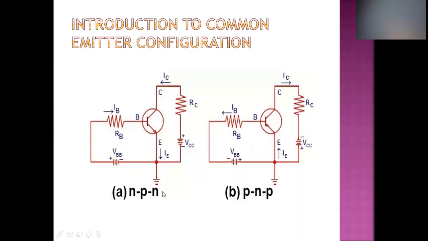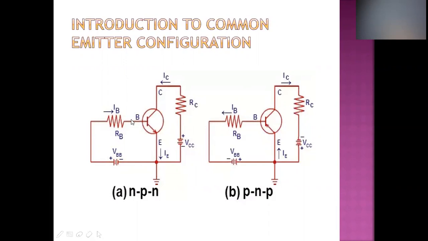Here we can see two BJT transistors, the NPN transistor and the PNP transistor. In both of these transistors, the emitter terminal is common between the base terminal and the collector terminal. That is why it is called the common emitter configuration.